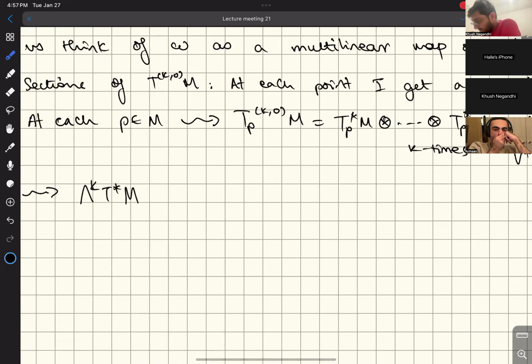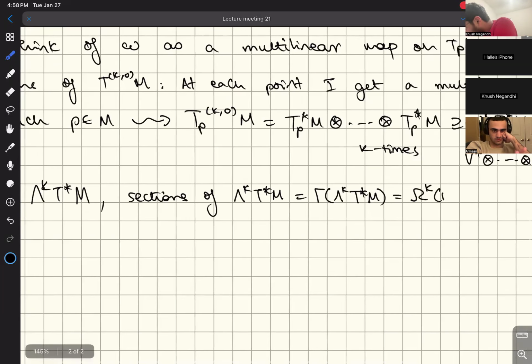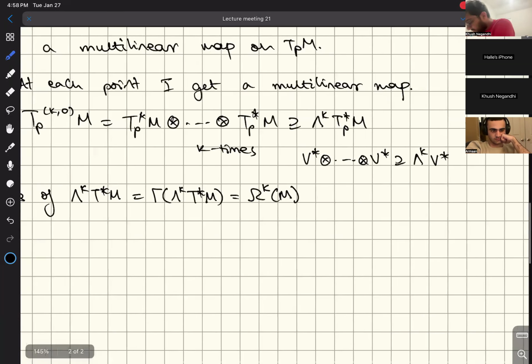And at each point you get an alternating tensor instead of a regular tensor. And then sections of this are also called Omega^k of M. These are differential k-forms.